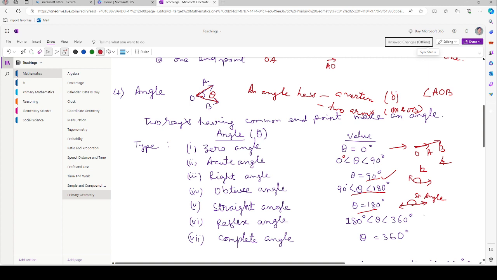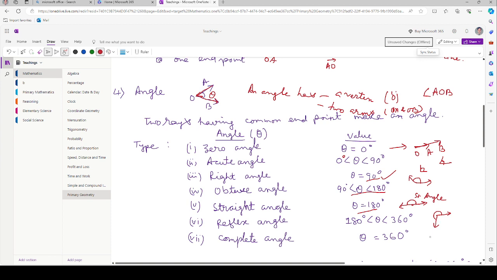And now come to the reflex angle. An angle measuring more than 180 degrees but less than 360 degrees is known as a reflex angle. This angle is a reflex angle, more than 180 degree but less than 360 degree.